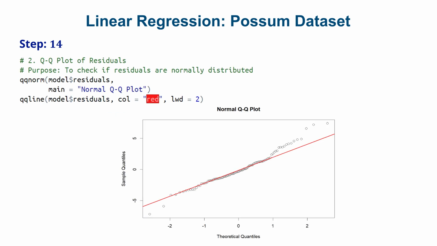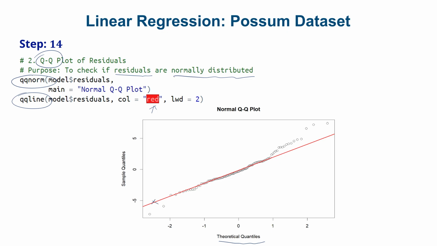Next up is the QQ plot, short for quantile-quantile plot. This diagnostic helps us assess whether the residuals are normally distributed, which is a key assumption behind p-values, t-tests, and confidence intervals in linear regression. The function qqnorm plots the sample quantiles of the residuals against the theoretical quantiles of a normal distribution. Then the qqline function adds a reference line that represents what we would expect if the residuals were perfectly normal.